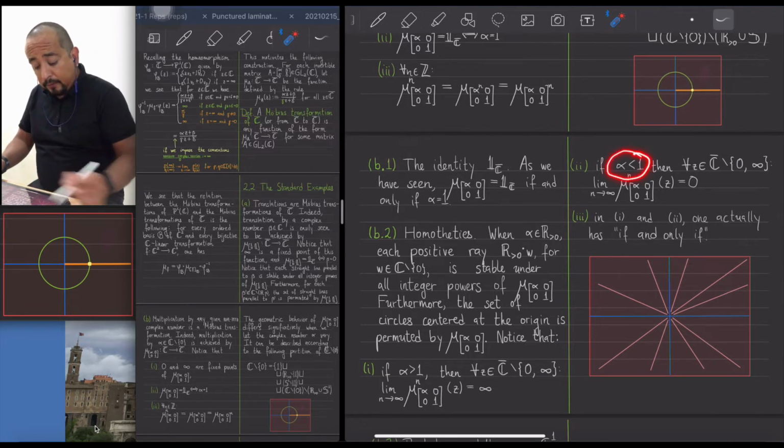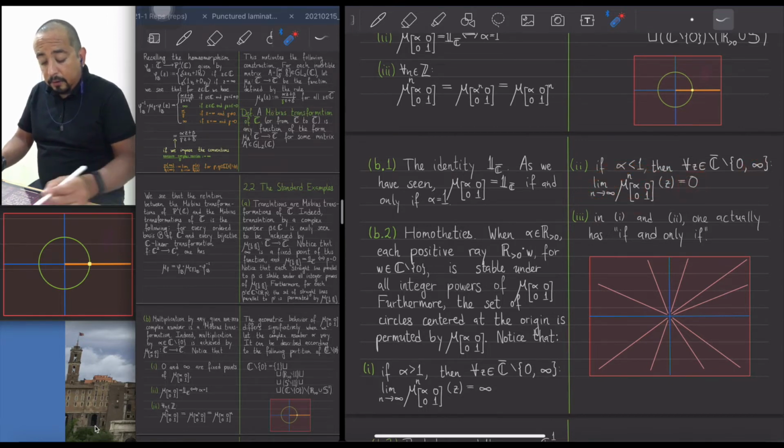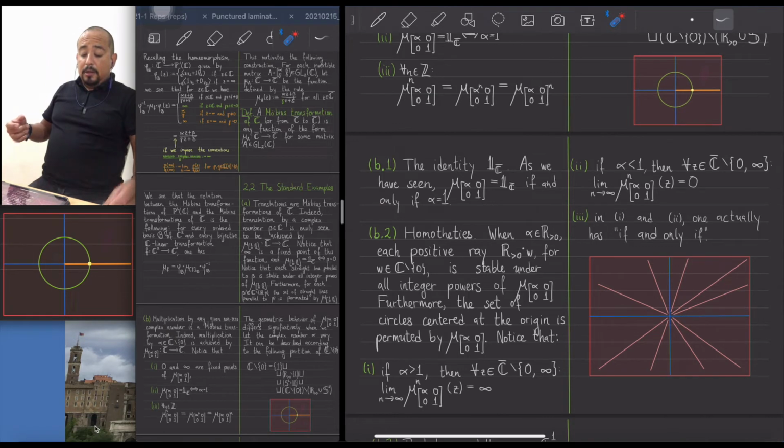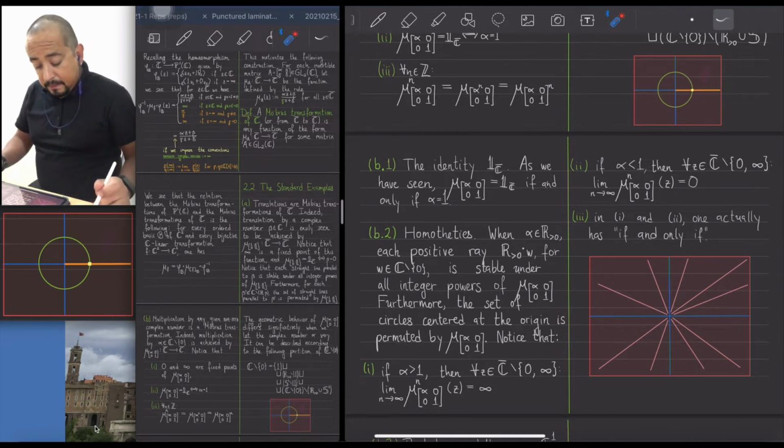Similarly, if alpha is less than 1, then we have the other situation. Iterating the Möbius transformation at any given point different from infinity tends to 0. So when alpha is less than 1, everything different from infinity is attracted to 0, and gets away from infinity.